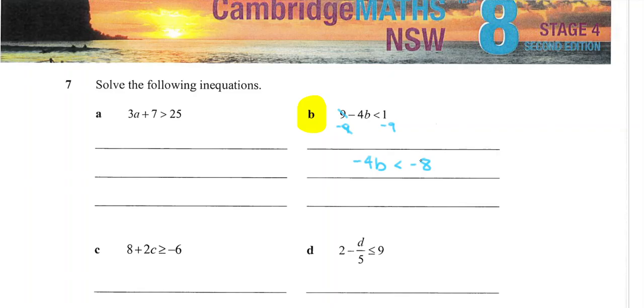Now this is one of the scenarios that you have to look out for. My next step is to divide by negative 4. Because I am dividing by a negative number, when I write my answer down, that less than sign has now become a greater than sign. It gets turned around. So minus 8 divided by minus 4 is a positive 2 for the answer. So it should be b is greater than positive 2. Whenever you multiply or divide by a negative, you flip the sign. You might want to make a note of that.